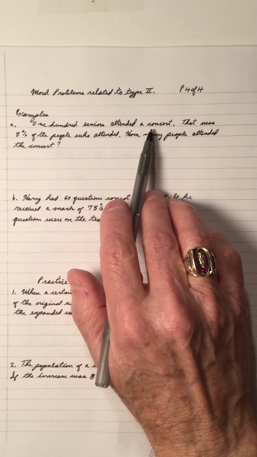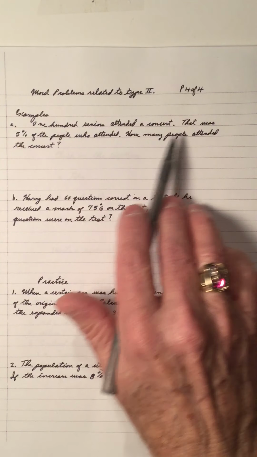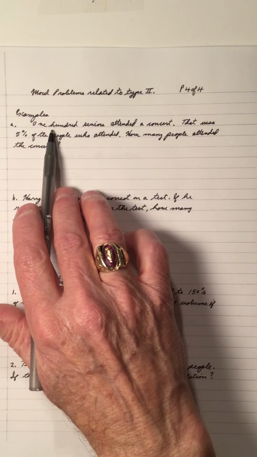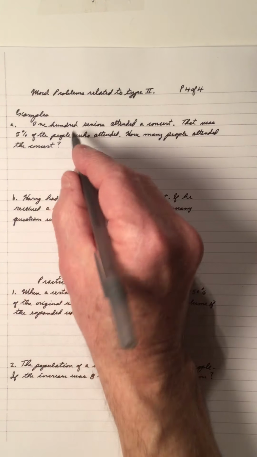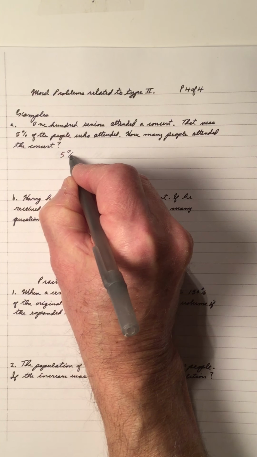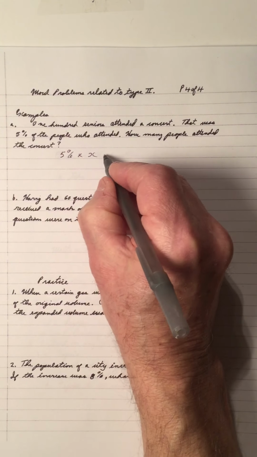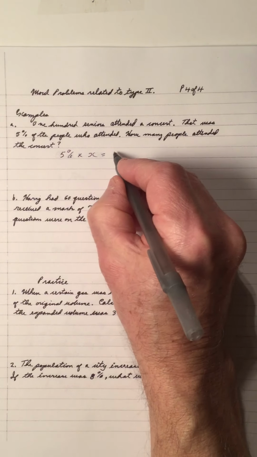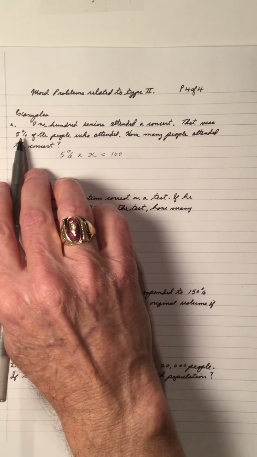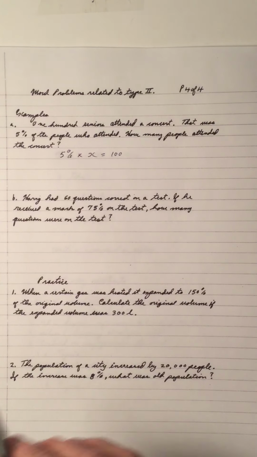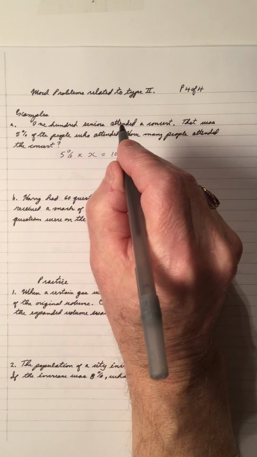100 seniors attended a concert. That was 5% of the people who attended. How many people attended the concert? So notice the 100 people who attended, that was 5% of who attended. So if you think about it, 5% times what number, which is the number who attended, is going to be 100. So reading the problem, you got to be careful. Is the 5% the 100 or 5% the people who attended? So you got to be careful reading it.